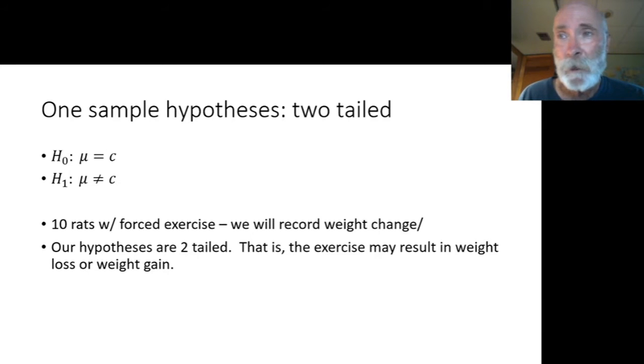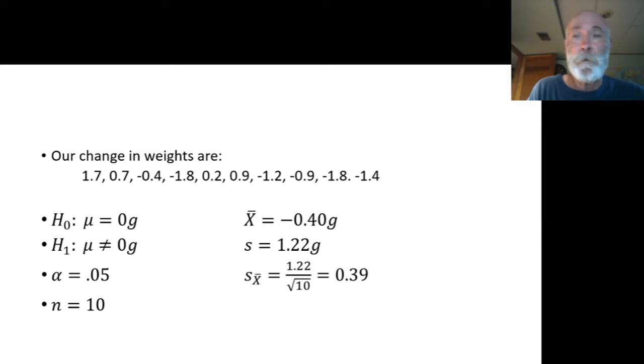So we're going to reject the null hypothesis if there is a weight change, and we'll accept the null hypothesis if there is no weight change. The weight changes that we record are plus 1.7 grams, 0.7, minus 0.4 grams, and so on. Our null hypothesis then is that mu is equal to 0. That's consistent with the idea that there is no weight change, so our theoretical value is 0 grams. The alternate hypothesis is that mu will not be equal to 0.